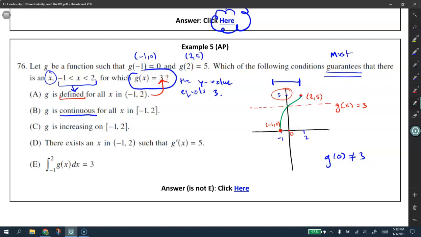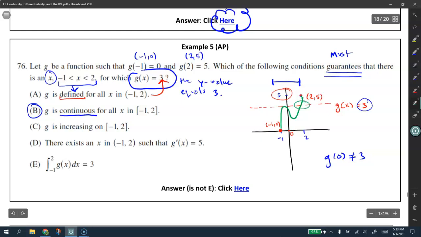And so what that means is you're guaranteed to have some x value so that the y value is equal to 3. So in fact, letter B is correct. Now, letter C, you might be thinking, why is letter C wrong? Well, you can prove it to yourself by just making a quick sketch. You could go up like this, come back down, and then go up like this still, and notice how g of x is equal to 3.